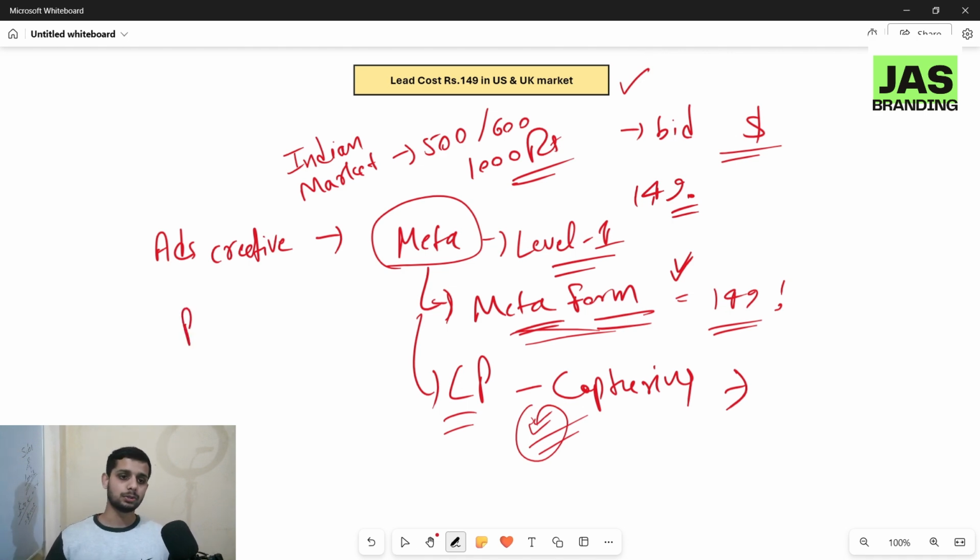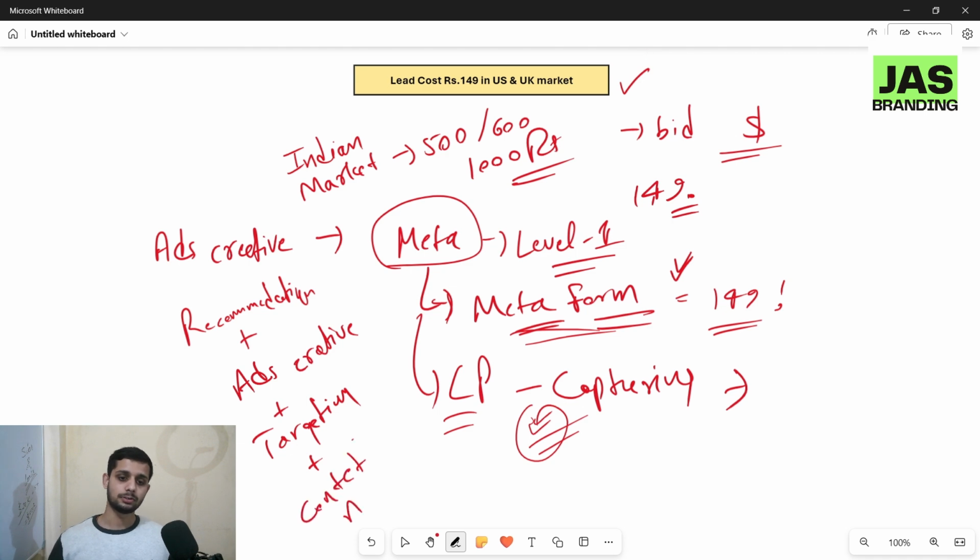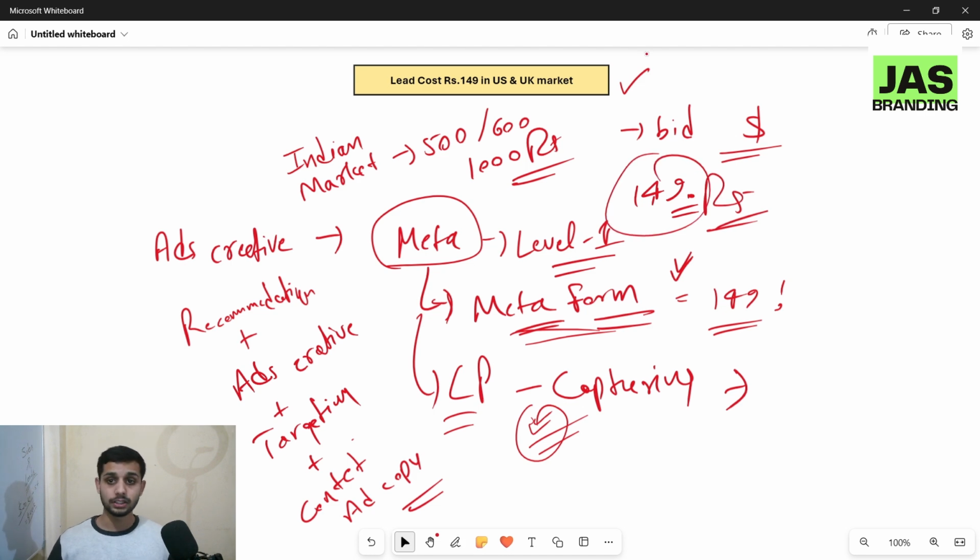So basically recommendations, ad creative, targeting, and written content like ad copy. These are the things that we used, and based on that we were able to generate this 49 rupees cost. Eventually, maybe we can also lower this, because we have not tested these things yet.